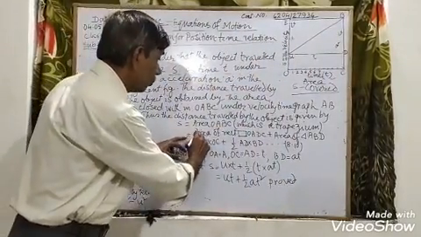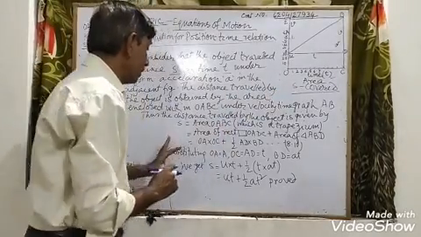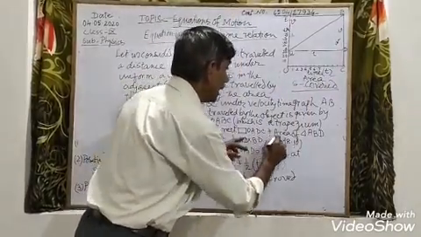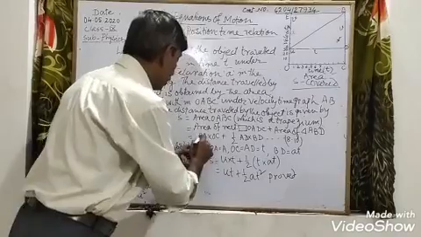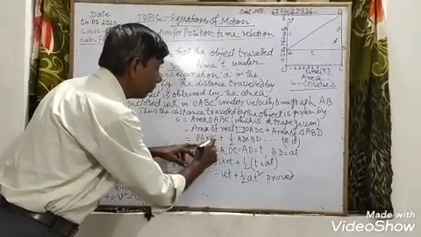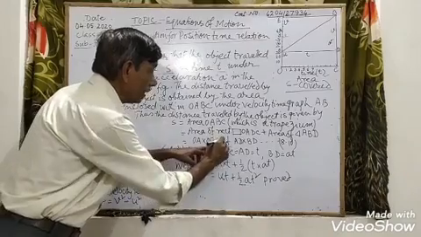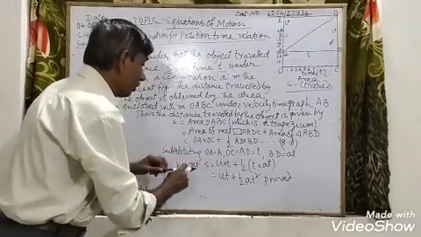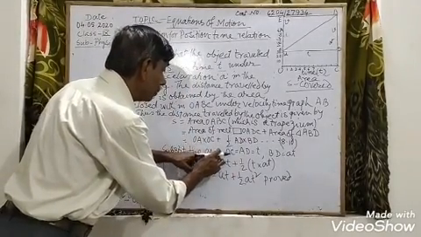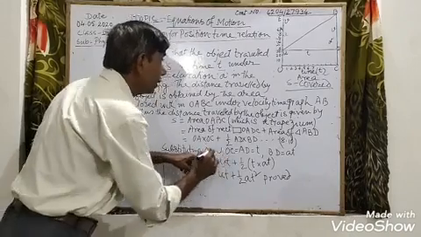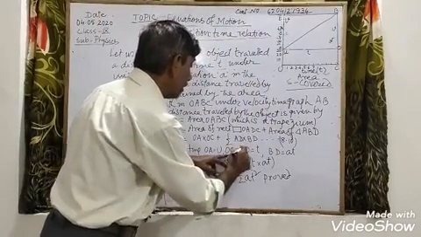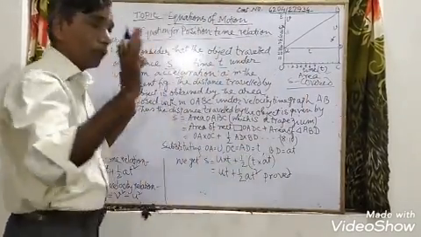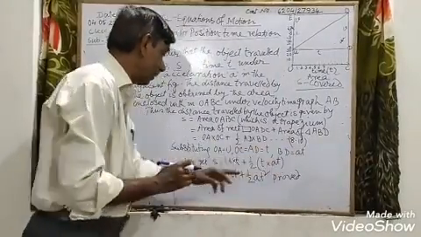Therefore, to find the distance travelled, it is the area of the rectangle OADC plus the area of the triangle ABD. The area of the rectangle is length into breadth, OA into OC, plus the area of the triangle, half base into altitude, AD into BD. So AO is equal to U, and OC is equal to AD is equal to time, and we have already found BD is equal to AT.